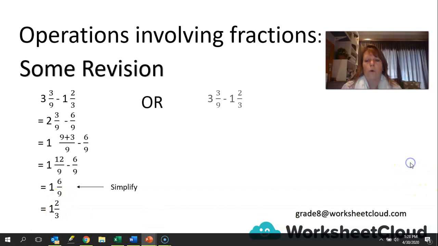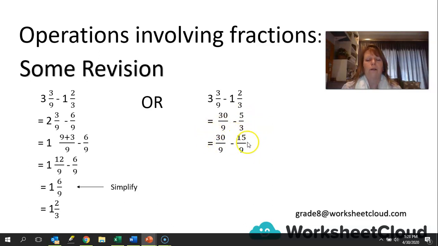Or we can do it the other way like we did with the addition. We can make it into improper fractions. So 9 times 3 is 27. 27 plus 3 is 30. 3 times 1 is 3. 3 plus 2 is 5. I now find a common denominator as I did there. So this side stays the same. 30 over 9 remains 30 over 9. 3 times 3 is 9. So 5 times 3 is 15.